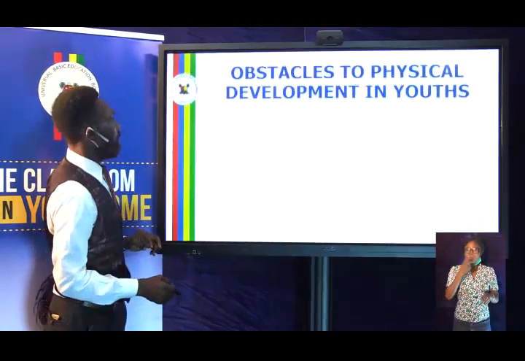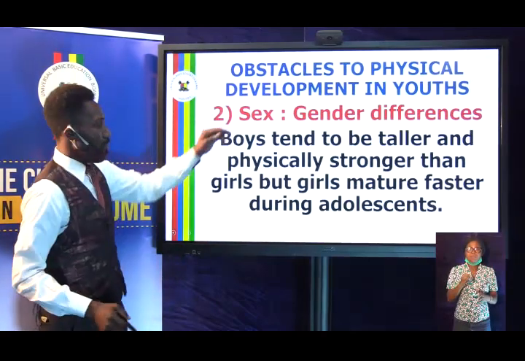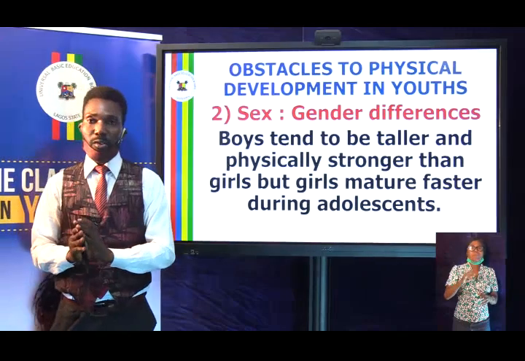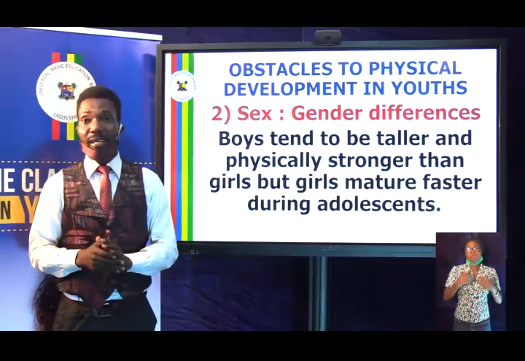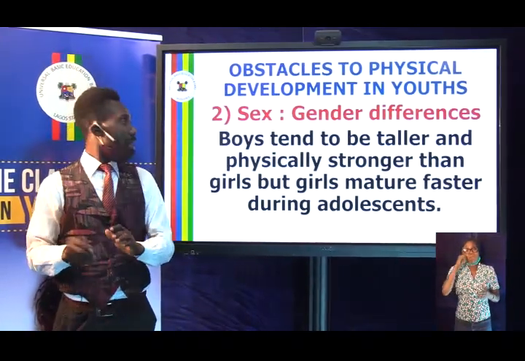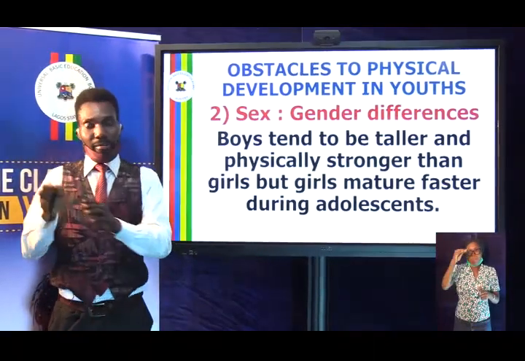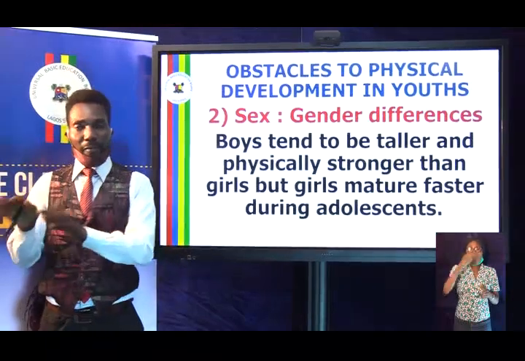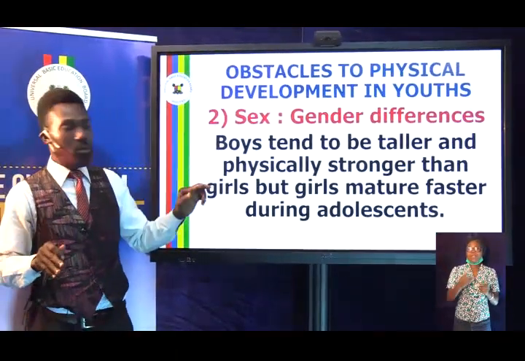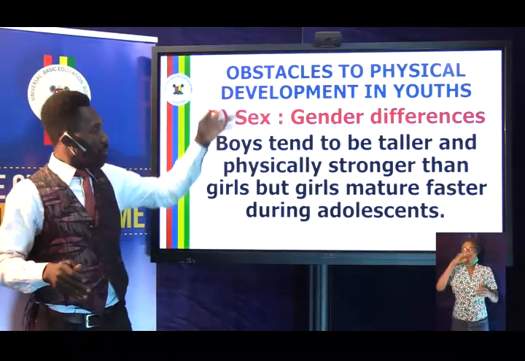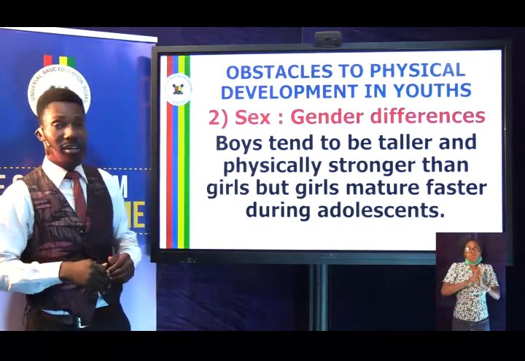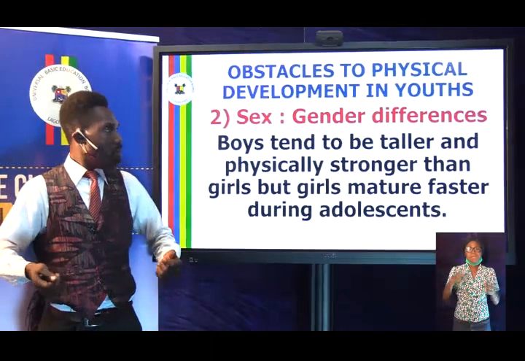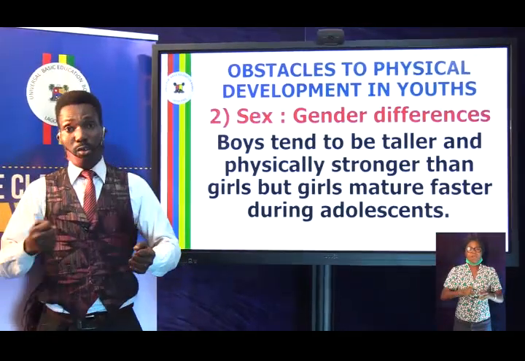Let's move on to the next one, and that is sex. Say that, sex. Sex here refers to gender differences. We are talking about a boy or a girl, a man or a woman, a male or a female. That's what we are referring to as sex here. Boys tend to be taller and physically stronger. That's one of the characteristics of boys.